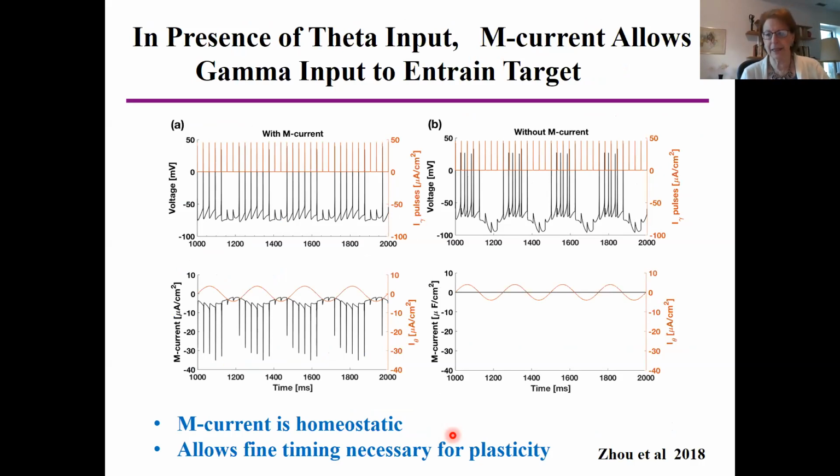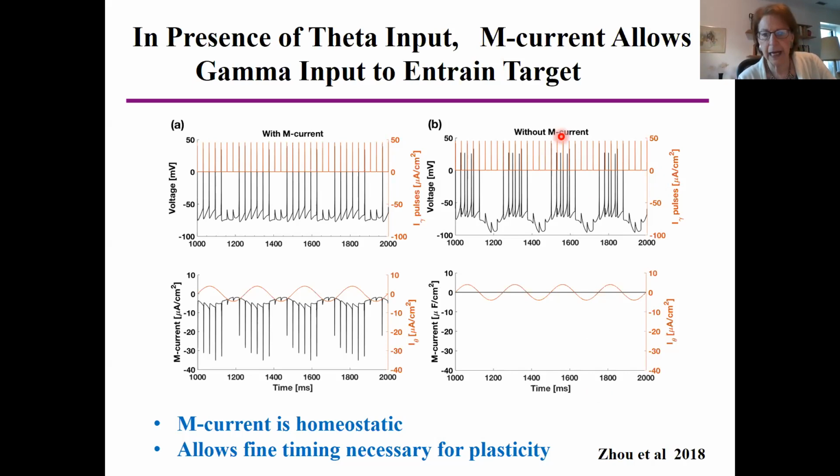Yes, they interact. And we found something that initially surprised us and then didn't surprise us. It turns out that when you have a theta input with a gamma input, it actually gets in the way of the system locking to the gamma. So if one needs phase locking, for example, in plasticity, it's really important to have that fine timing. If you have a gamma and a theta coming into a simple network that doesn't have that M current in it, it can foul up this locking. And that's what's being shown here.